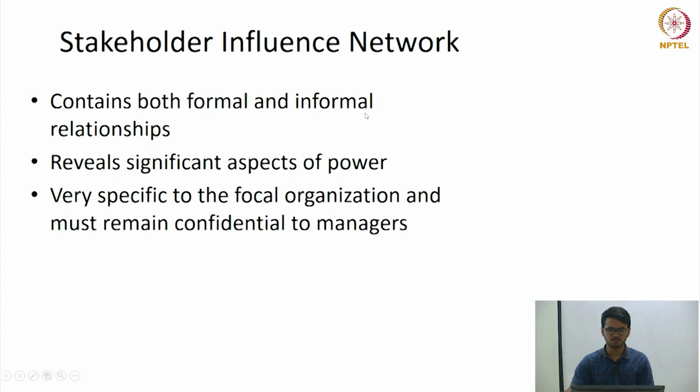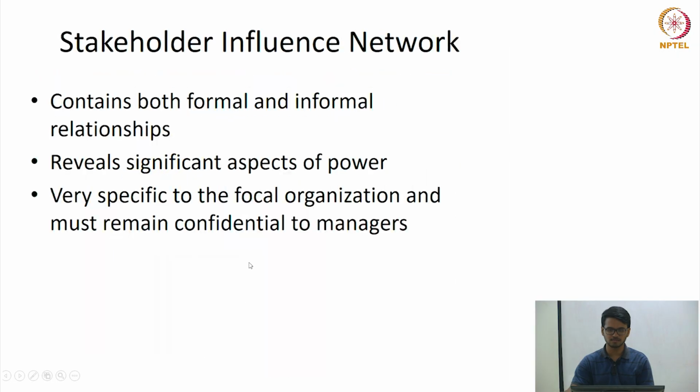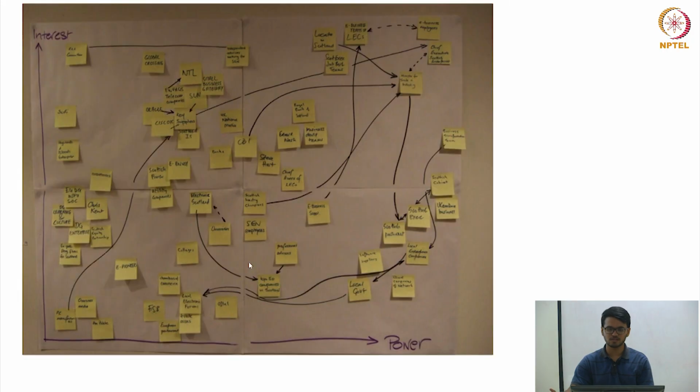Next, the social influence network. When the stakeholders are mapped on this power interest grid, they are also connected through lines showing the connections between the stakeholders. These contain both formal and informal relationships. They are very specific to each organization, so they should be kept confidential.